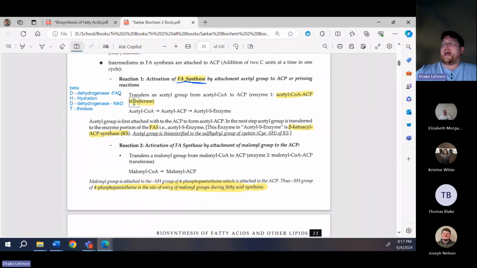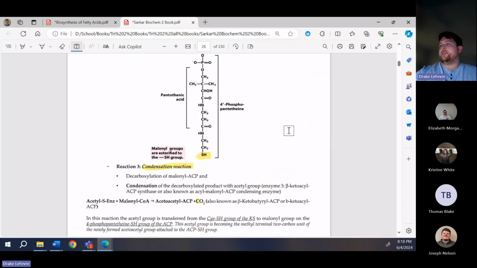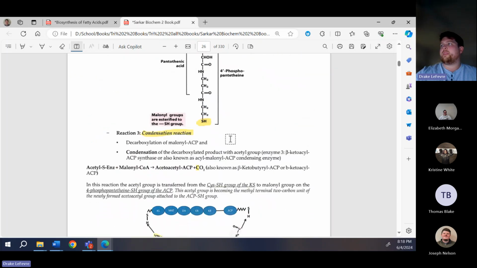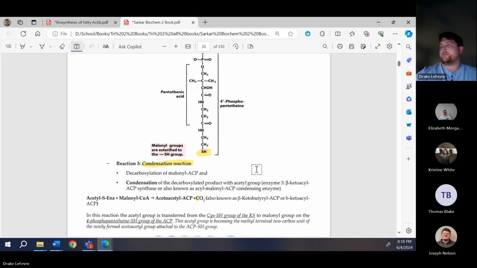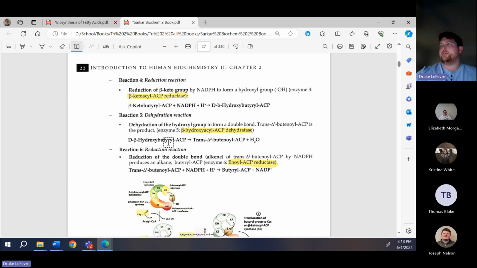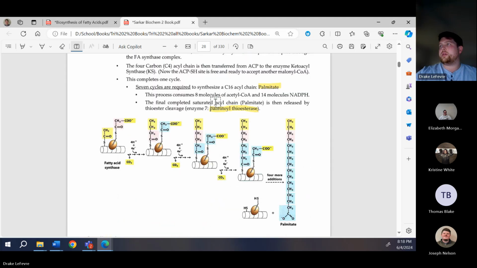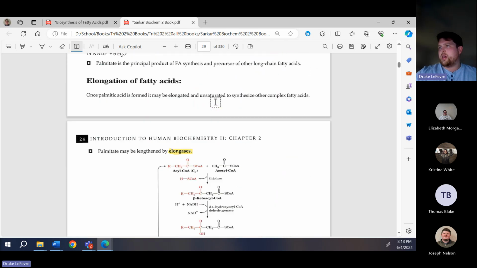Second step, we're still activating the fatty acid synthase. We attach a malonyl group to that ACP. And then we're going to continue on down. Reaction 3 is a condensation reaction. Then we reduce, dehydrate, reduce, and that's what it says, I guess, our sixth step.